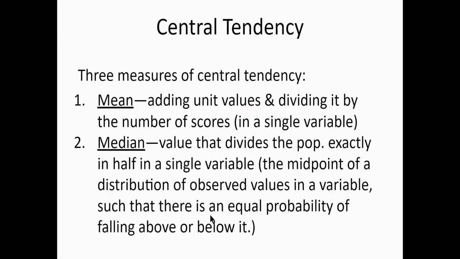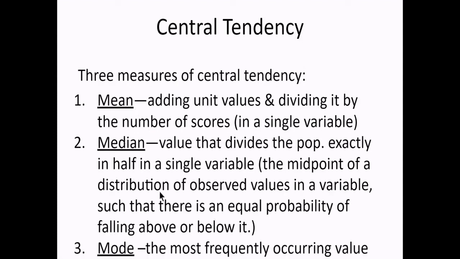There are three measures of central tendency. There is the mean, the median, and the mode. The mean essentially is just adding the unit values and case values and dividing it by the number of scores. Okay, you learned this long ago. The median is where we take the value that divides the population exactly in half in a single variable, or in other words, the midpoint of a distribution of observed values in a variable, such that there is an equal probability of falling above or below it. Now, I'll show you some examples of this as well. Okay, and then finally the mode. It's the most frequently occurring value in the distribution of a single variable.